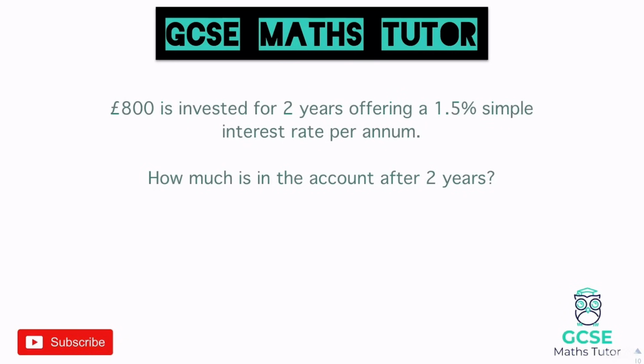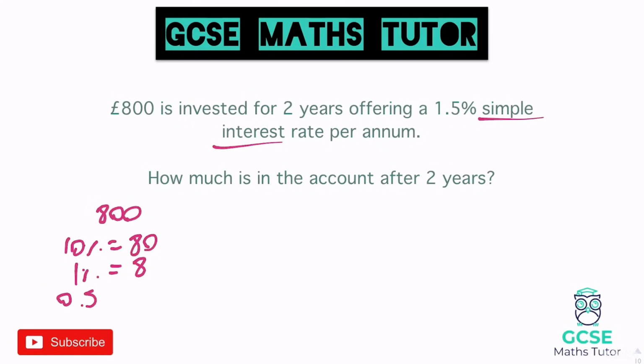So £800 is invested for 2 years, offering a 1.5% simple interest rate per annum, per year. How much is in the account after 2 years? Now, simple interest means it doesn't keep accumulating. So if we first work out what 1.5% is, again, if you haven't got a calculator, we can do this non-calculator. So 10% of 800 would be 80. 1% would therefore be 8, and 0.5%, which we're going to need there, is 4. So joining those two together, the 1% and the 0.5% gives us 12. So we get £12 there for our 1.5%.